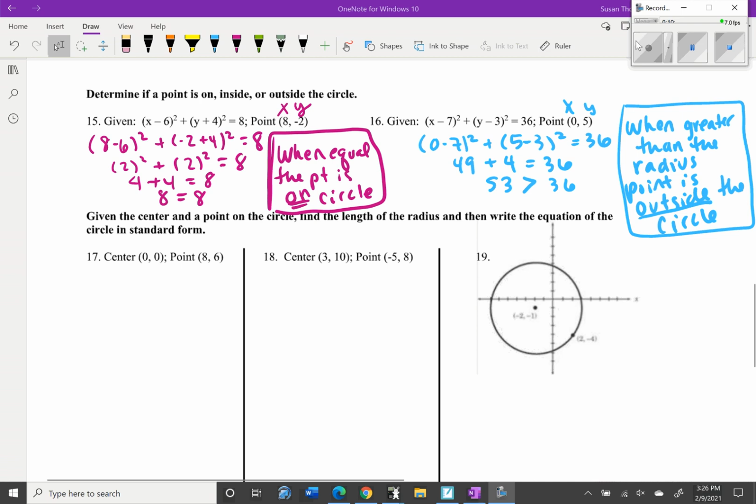So again, you're always comparing the point that you're plugging in to the radius. If it's equal, it's on the circle, if greater, it's outside the circle, and if the point's value was less than the radius, then it would be inside the circle.